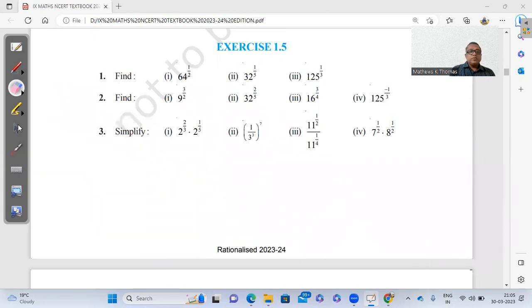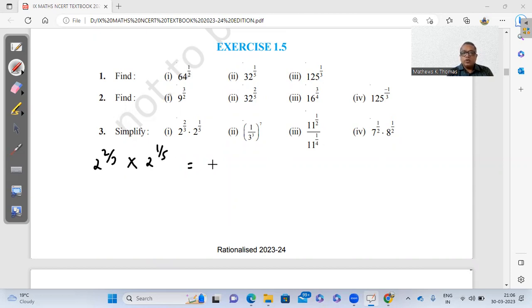Now we go to question number 3. Question number 3 is 2 to the power 2 by 3, and you find that there is a dot. Okay, this is not a decimal point. This is actually multiplication. The dot here is not the decimal point. It indicates the multiplication. So you're multiplying this.